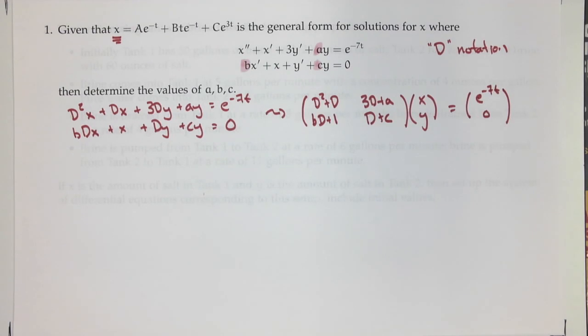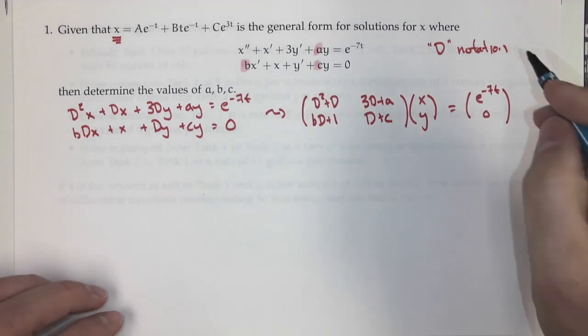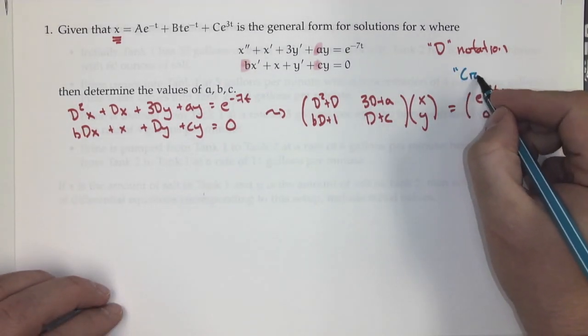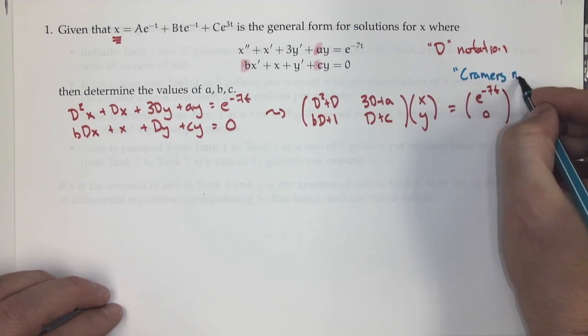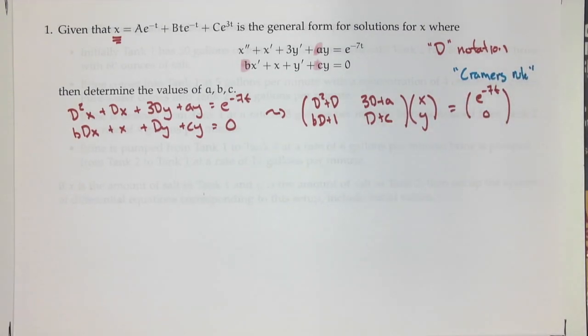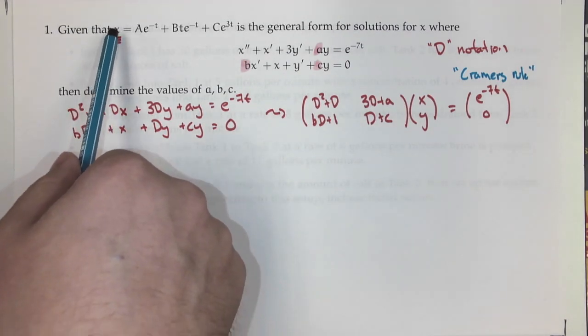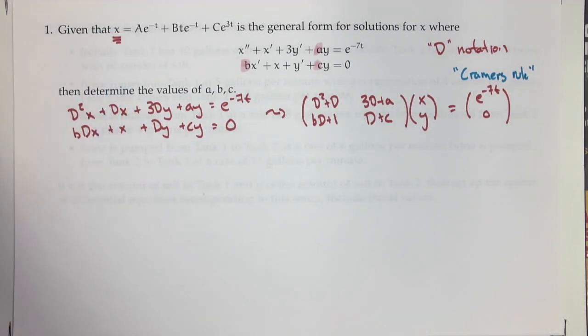So when you're trying to reduce down to a single equation, an equation involving just x or an equation just involving y, we rewrite it in this format. And now what we're going to do is use Cramer's rule. This is a rule that lets us solve for one of our variables, x or y. We're going to solve for x, and we know because we have information about x. So that's why we know we're going to solve for x.